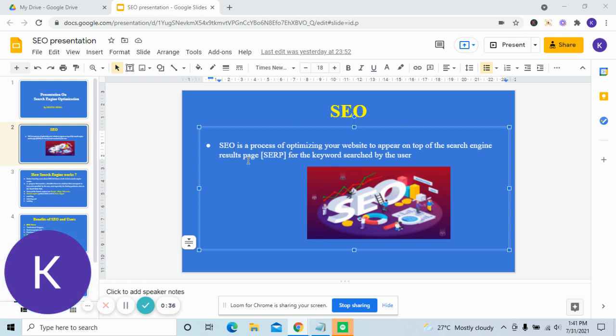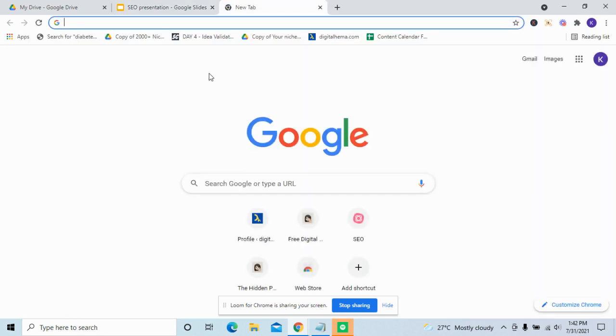SEO is one of the modules in digital marketing. SEO stands for Search Engine Optimization. Search Engine Optimization is the process of optimizing your website in such a way that it appears at the top of the SERP, the search engine results page, for the keyword entered by the user. So what is meant by search engine results page? I will show you what the search engine results page is.